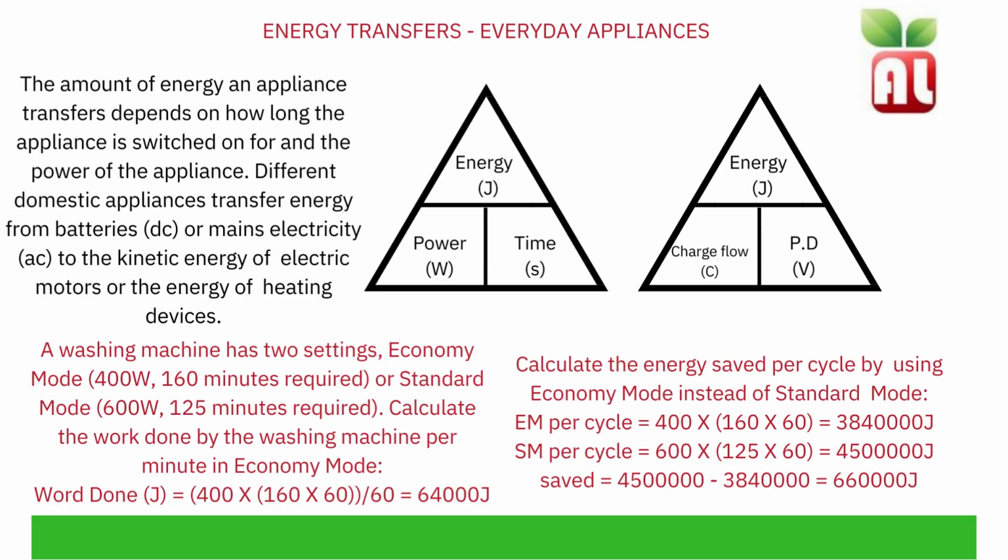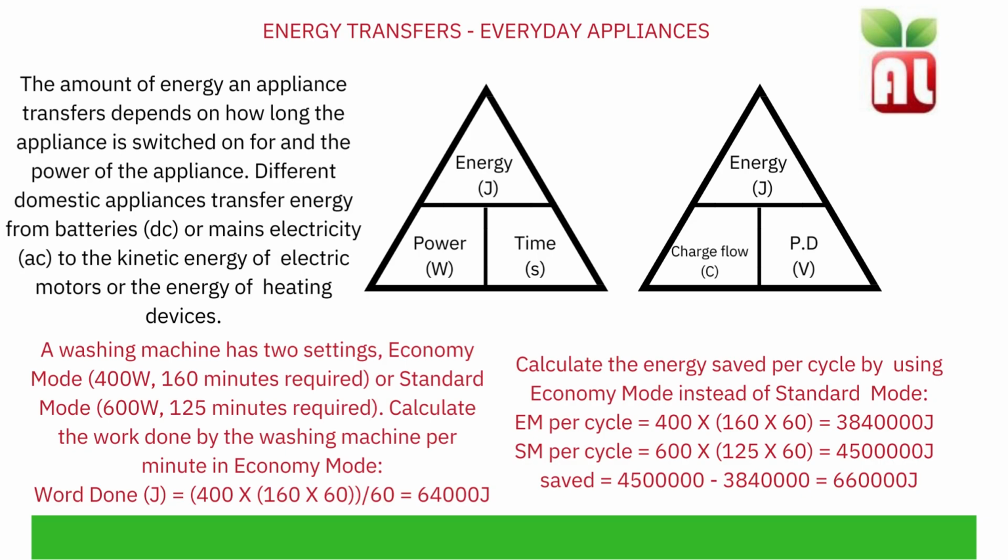Work done is defined as energy transferred, so the work done in joules equals the power multiplied by the time. Now the time is 160 minutes. We convert this into seconds by multiplying by 60. To calculate the work done in joules, we're doing the power of 400 watts multiplied by the time, which is 160 multiplied by 60. To get this per minute, we divide our answer by 60. This gives us an answer of 64,000 joules.